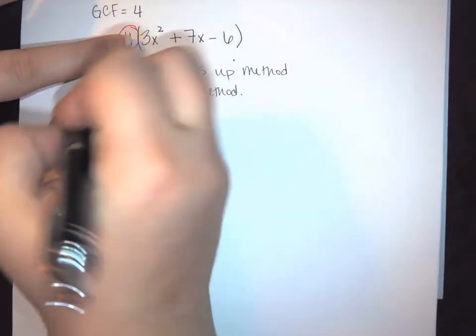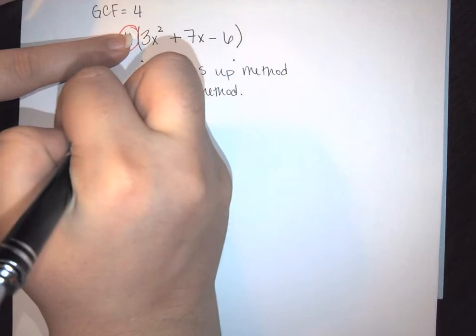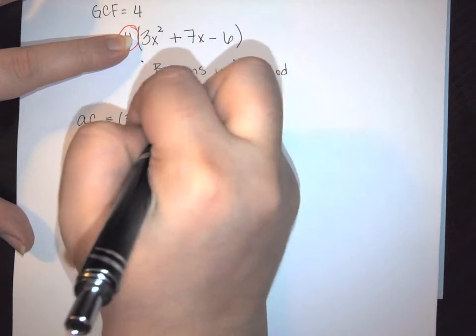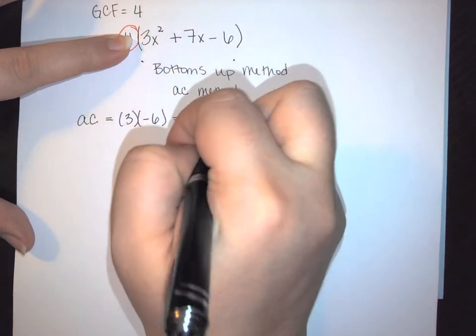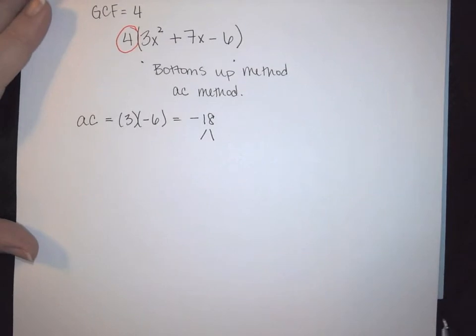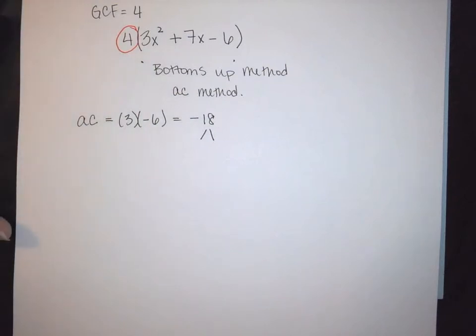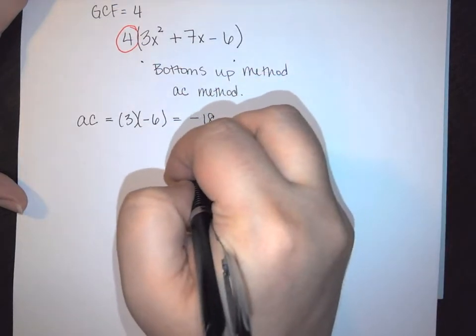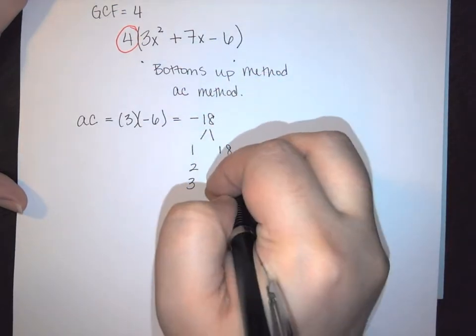So A times C is the first piece, and in this case this says take your first term, so 3, times the last, negative 6, which is going to give me a negative 18. The second thing that I want to do is I want to find factors of that negative 18. So there's a couple ways that we can do that. You can list them all, or you can try and list the one you think is going to work. I highly recommend in the beginning listing all your factors until you kind of get more confident with what you're doing. So here we know we have factors of 1 and 18, 2 and 9, 3 and 6.